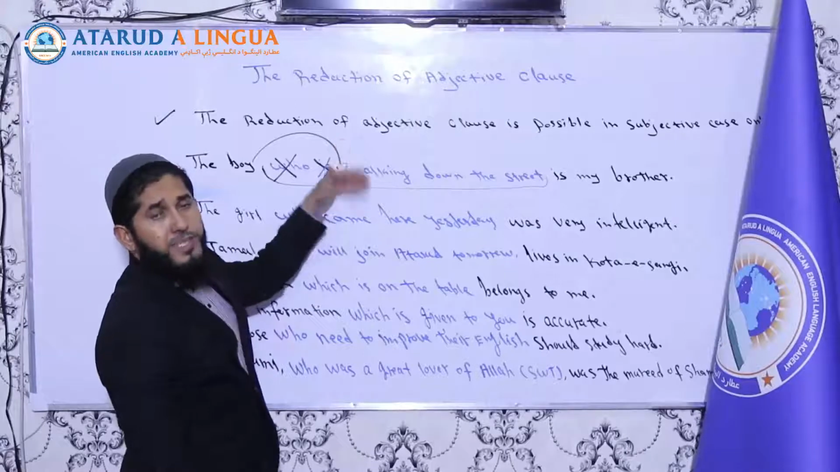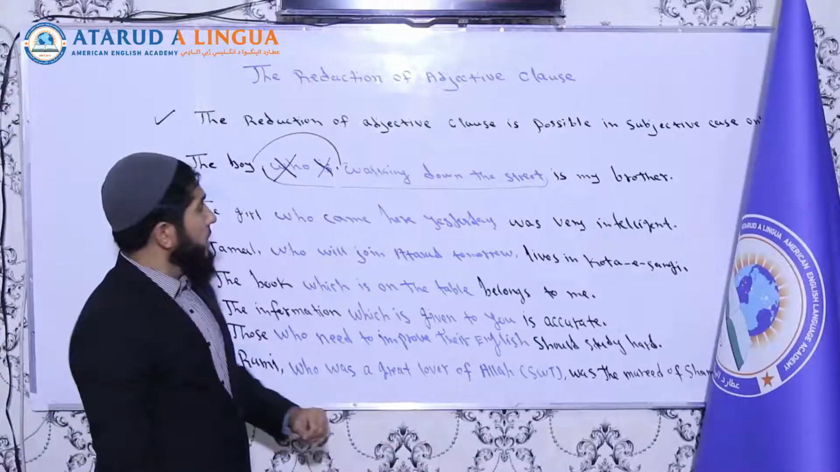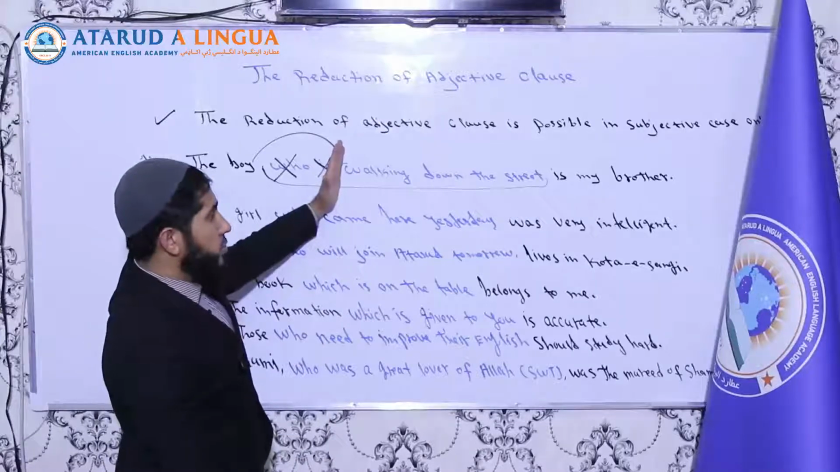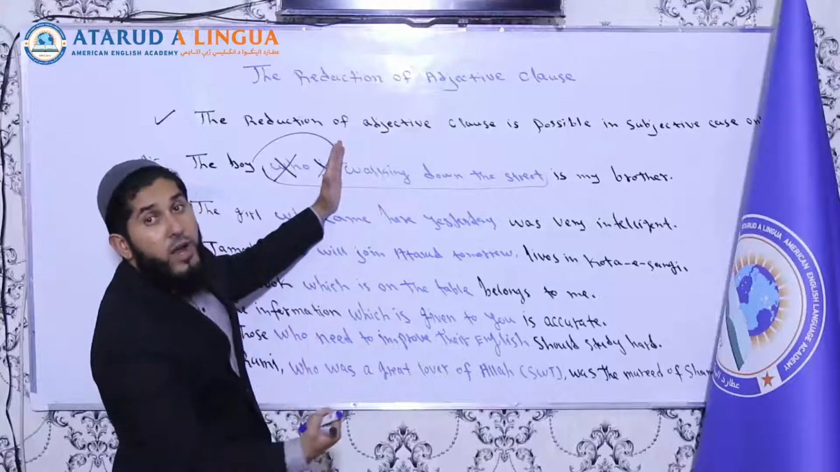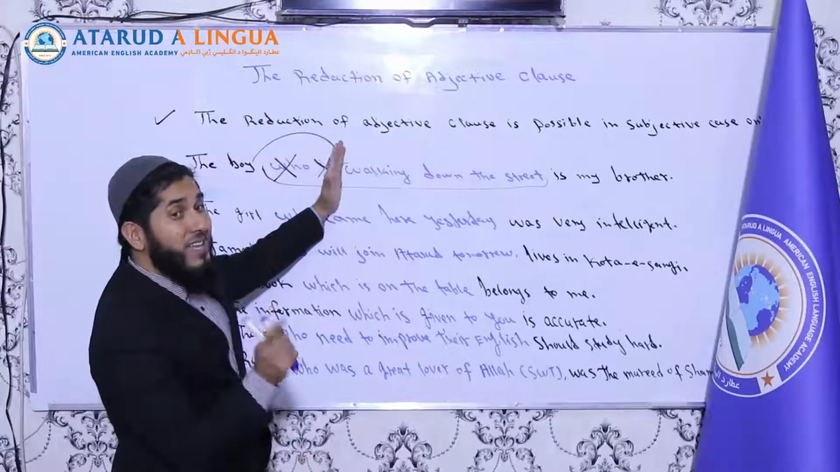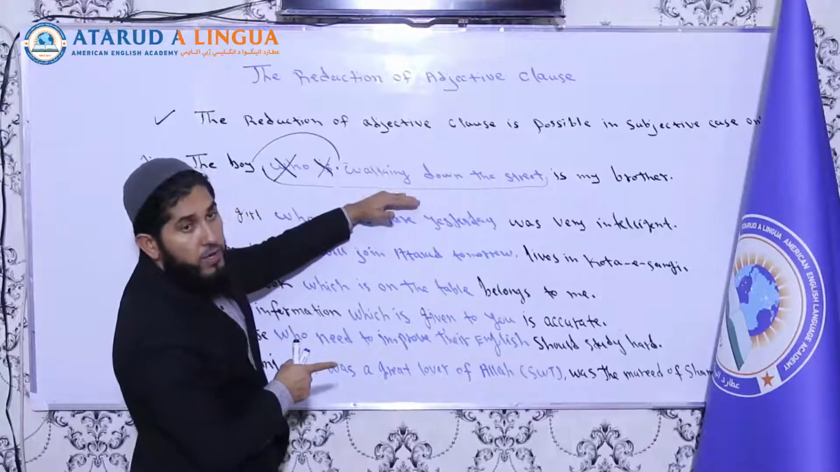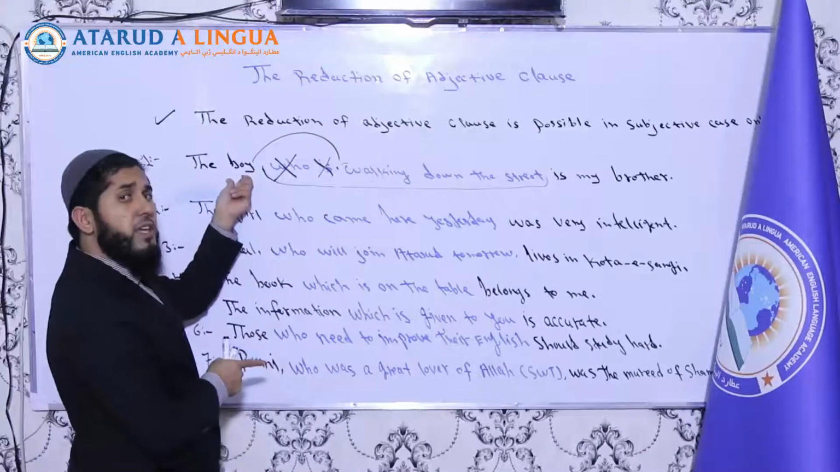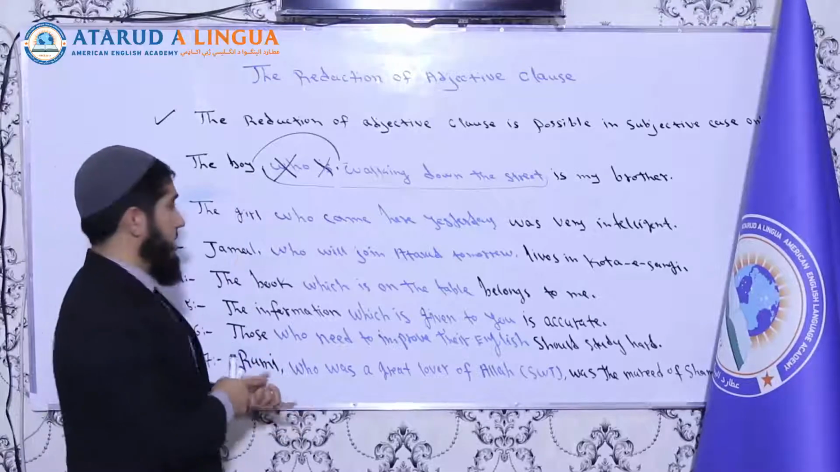Look, walking down the street is not a clause anymore. Why? Because it doesn't have the pair of subject and verb, okay? So the boy walking down the street is my brother. Now, walking down the street is a modifying phrase. It still has the same job, okay? The job of this modifying phrase is to give essential information about this noun, boy, in its main clause.